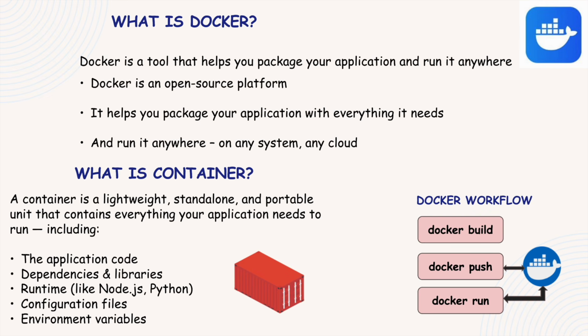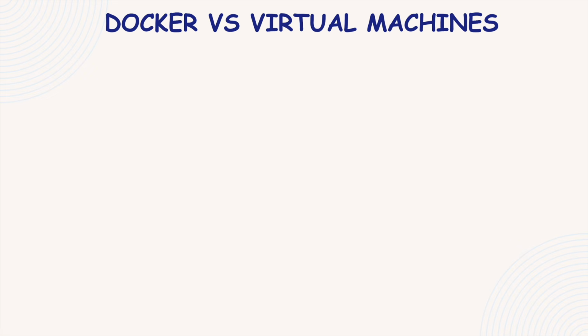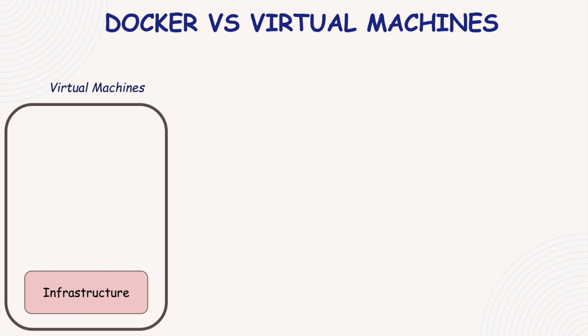So now we have discussed how Docker creates a container from an image. Isn't this similar to virtual machines? Both seem to run applications in isolated environments. So let's discuss how Docker containers are different from virtual machines. Now let's take a close look at how virtual machines work. We will break it down step by step, starting from the hardware layer all the way to the applications.